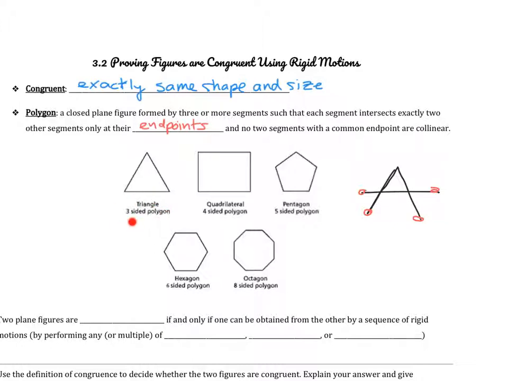Here we have a three-sided polygon, which we call a triangle. A four-sided polygon is called a quadrilateral. Five-sided is pentagon. Six-sided is hexagon, and eight-sided is octagon.